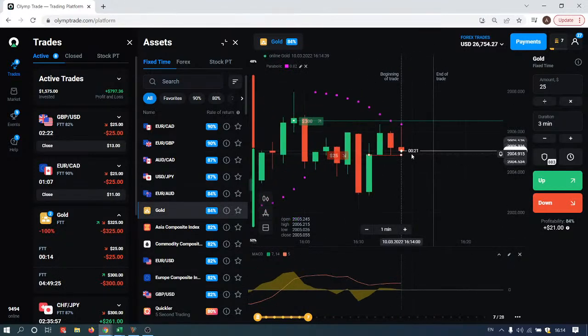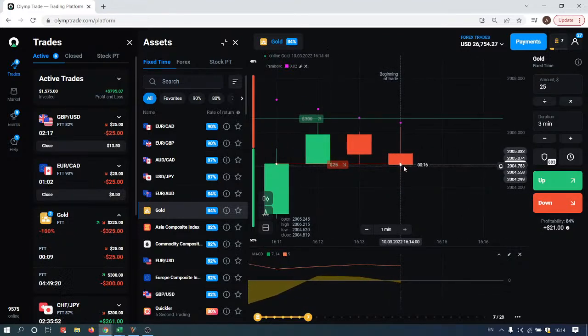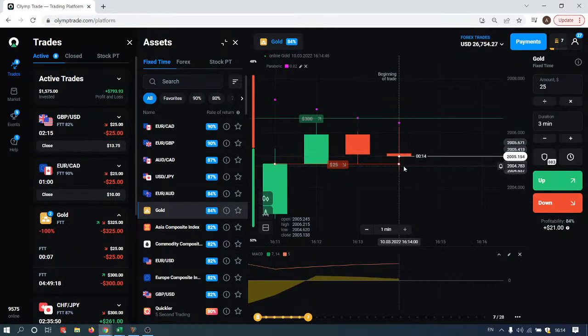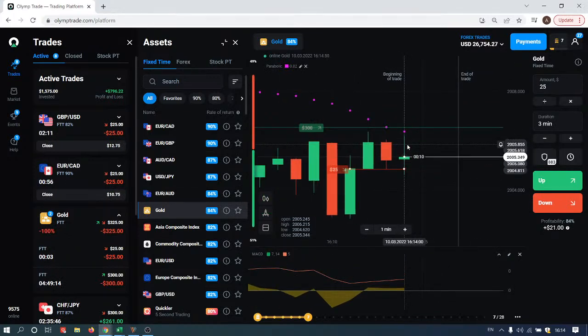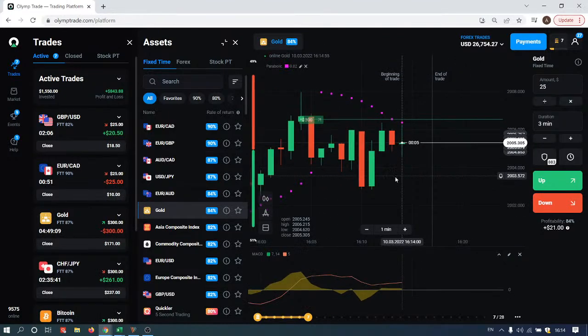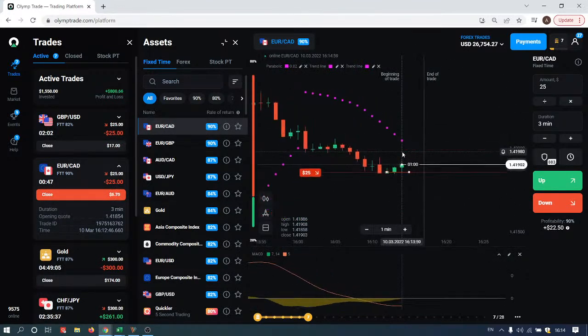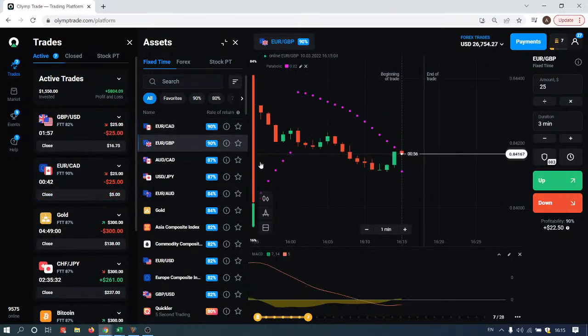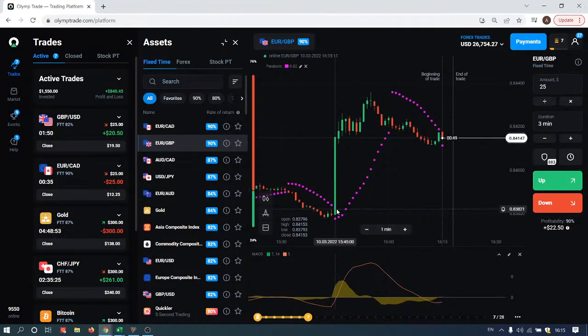Right, so gold, 15 seconds to go on this trade. Let's watch closely how this trade closes. All right, I was kind of close to a win, but most of the time this asset stayed in the negative area. So that was my first trade.